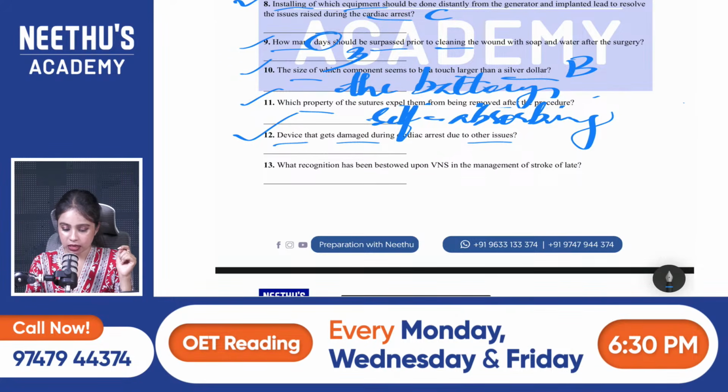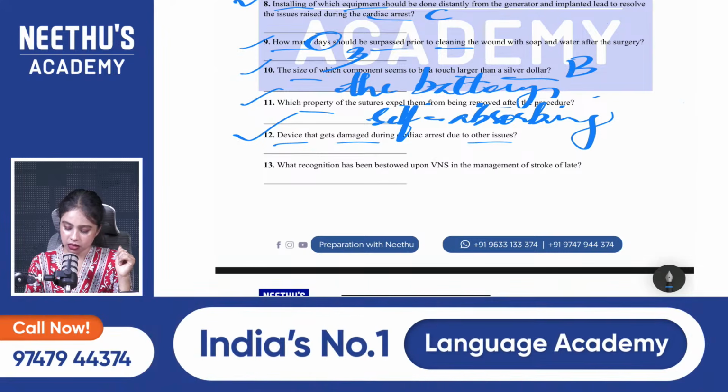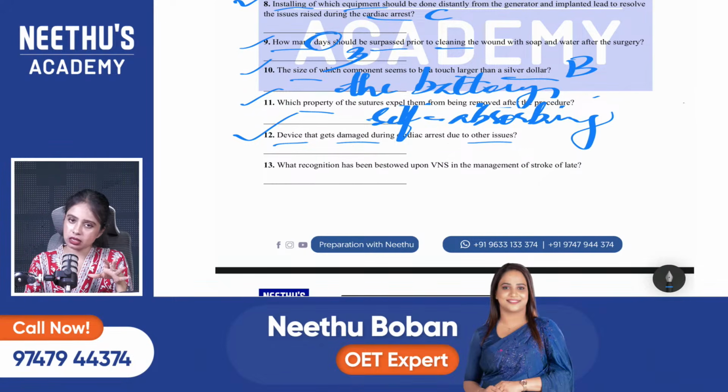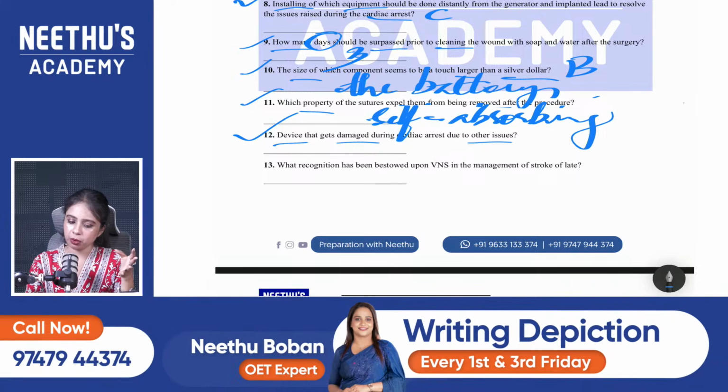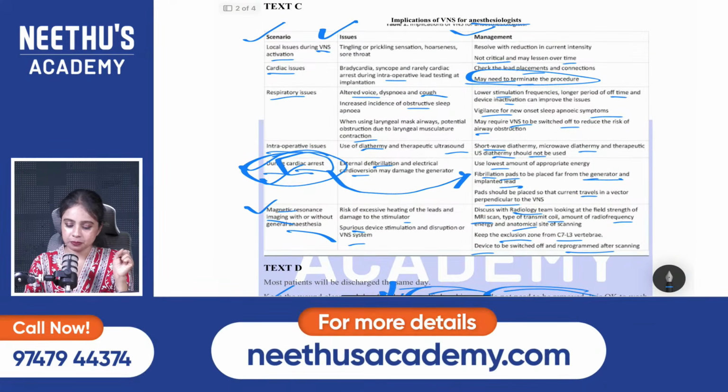A device that gets damaged during cardiac arrest due to other issues. So device damaged, other issues. Which device is getting damaged? This is a little bit confusing. Very direct answer, but still not that easy to find out, because we know the table is very important. Minute words are very important. So the answer is from C.